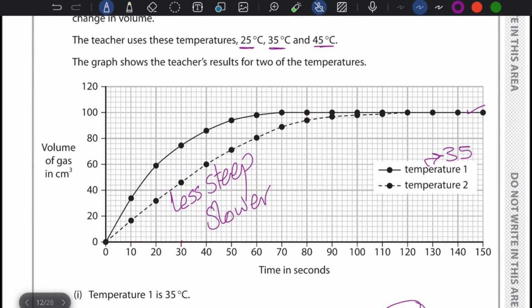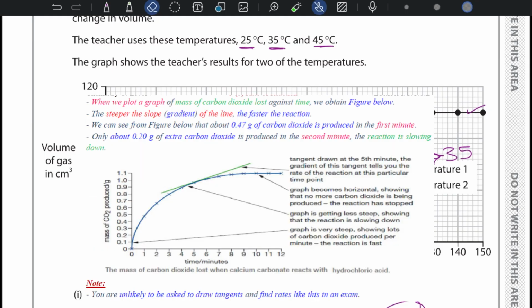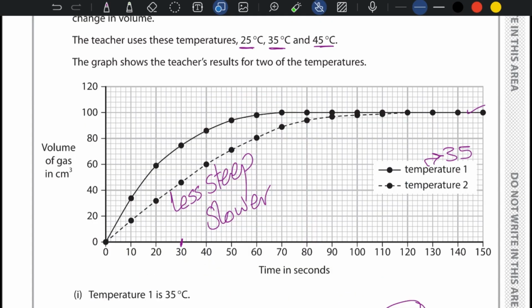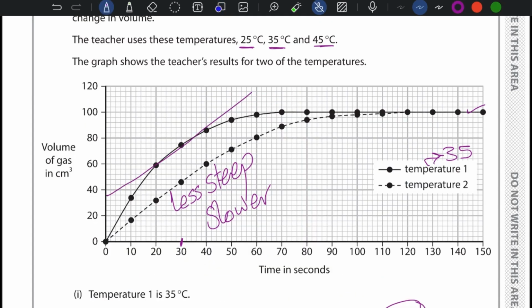At 30 seconds, temperature 1. So we have to draw a tangent right here. Check this one. I'll try to draw it for you. It's something like this, but you have to draw it by a ruler. Also, it must be tangent to this point, like this. I'll try again.